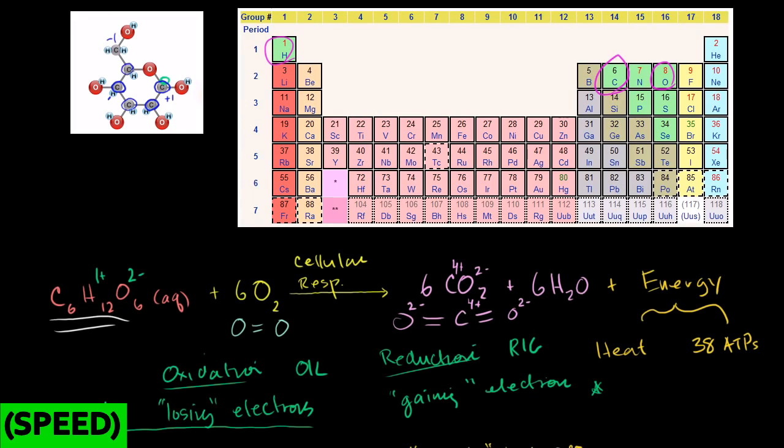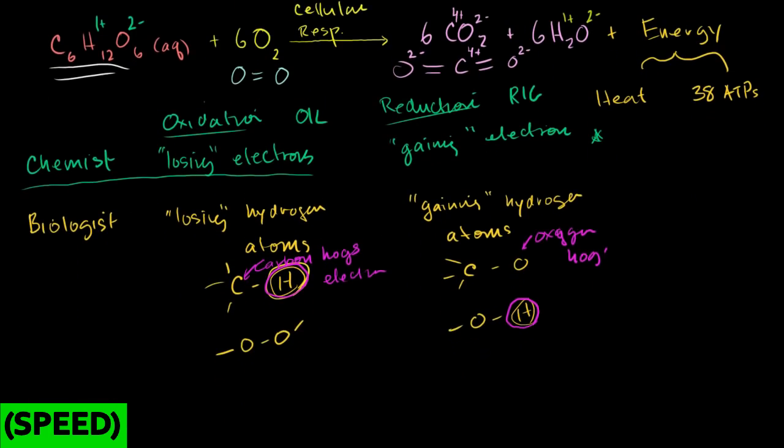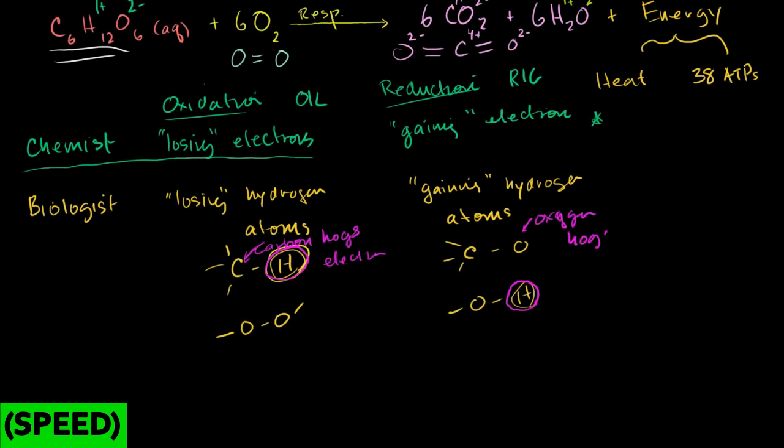And then if we look at the water, and we've looked at this before, the oxygen is hogging 2 electrons, one from each hydrogen, so 2 minus, and then each of the hydrogens has a +1 oxidation state. So if you want to do a half reaction for cellular respiration, in the chemist's sense of things, just dealing with electrons.